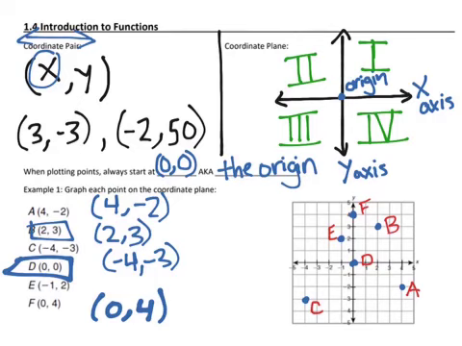Alright. So that's your introduction to functions. We talked about coordinate pairs, which look like this. We talked about the coordinate plane and its 4 quadrants. Quadrant 1, and then 2, 3, and 4 as you go around the coordinate plane counterclockwise. And then we also labeled the x-axis, the y-axis, and the origin. So there's a pretty in-depth idea for an introduction to functions.